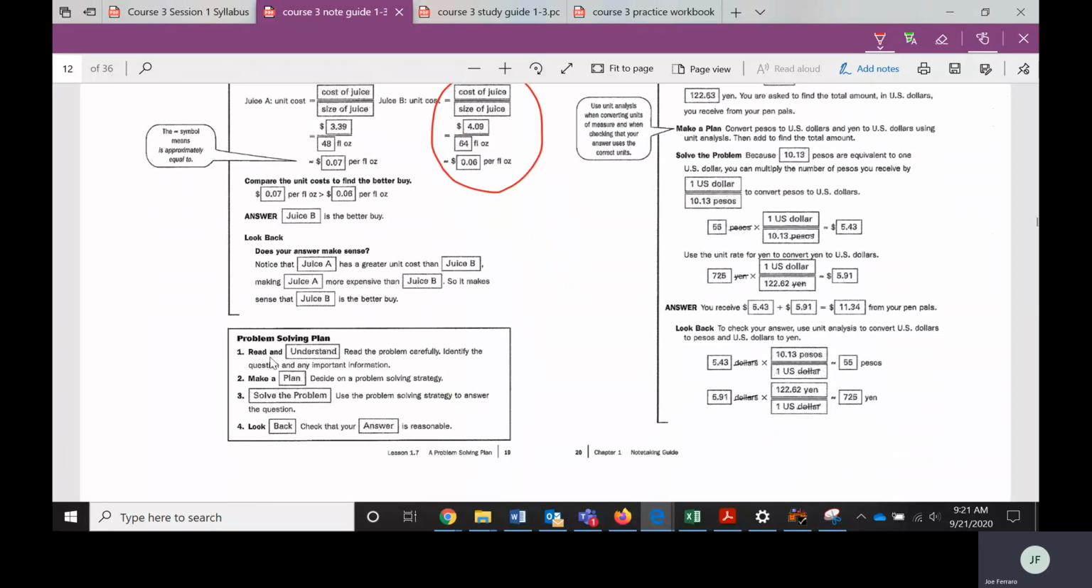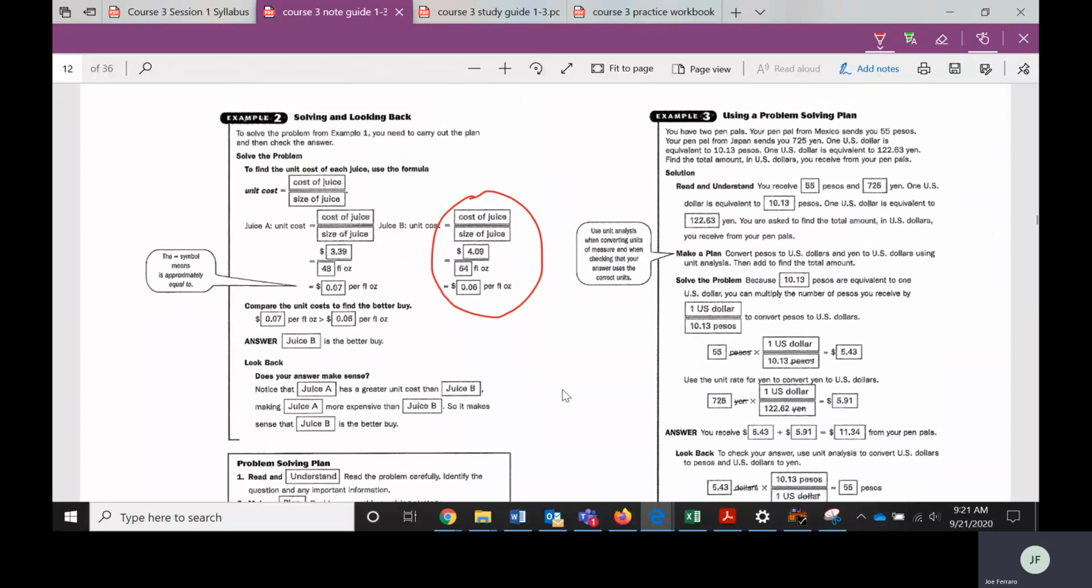They talk a little bit more about problem-solving plan here. And this just goes for real life too. When you're solving a problem, understand the problem. Okay, so make sure you read it carefully, understand what's actually being asked, make a plan. Okay, then you solve, and then you look back to see if your answer is correct. Okay, or if it even makes sense.